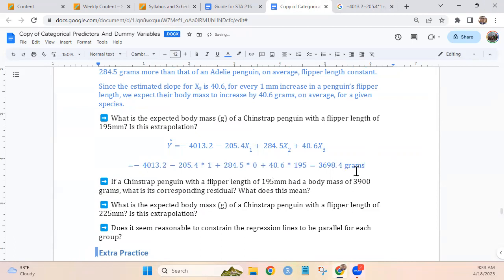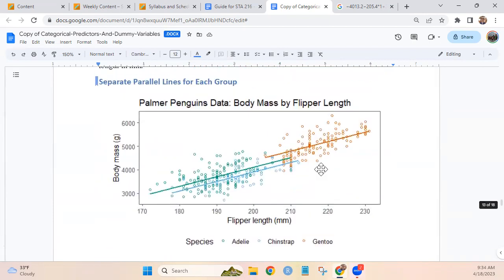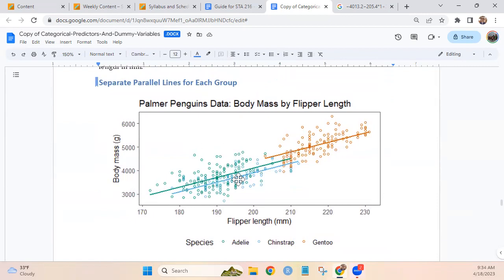Important to include the units and measurement on predicted values. Okay, so that many grams. So that's the expected body mass of a chin strap penguin with 195 for its flipper length. We can look at the plot that we had and see if that seems reasonable. So chin strap at 195, and we're saying it's about 3,700 grams. Chin straps are in blue. 195 is right here for their flipper length.